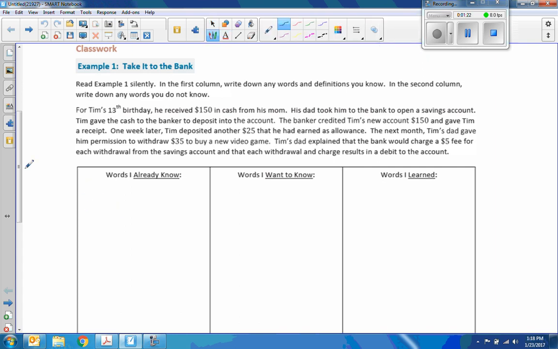Okay, so I did this lesson with one of my periods, and words they already knew included bank account. Deposit. They knew what a deposit was. Allowance.